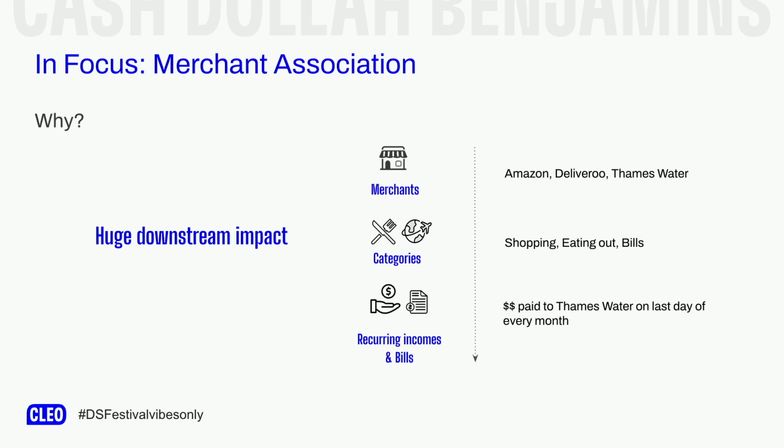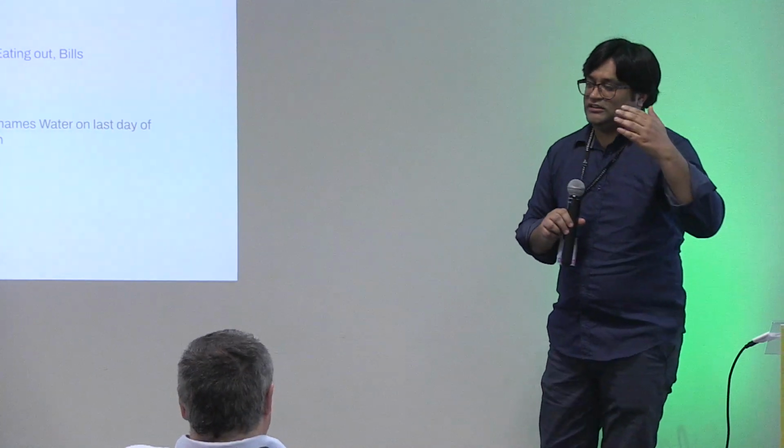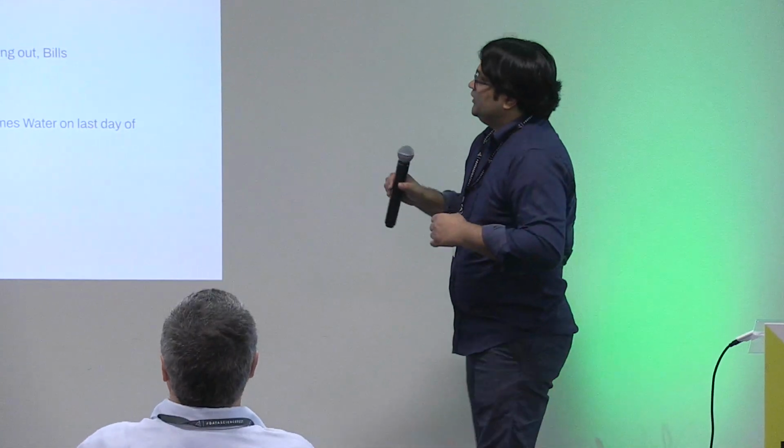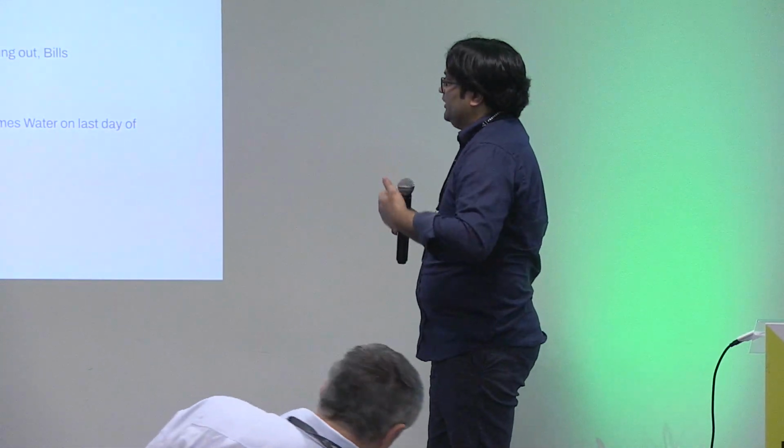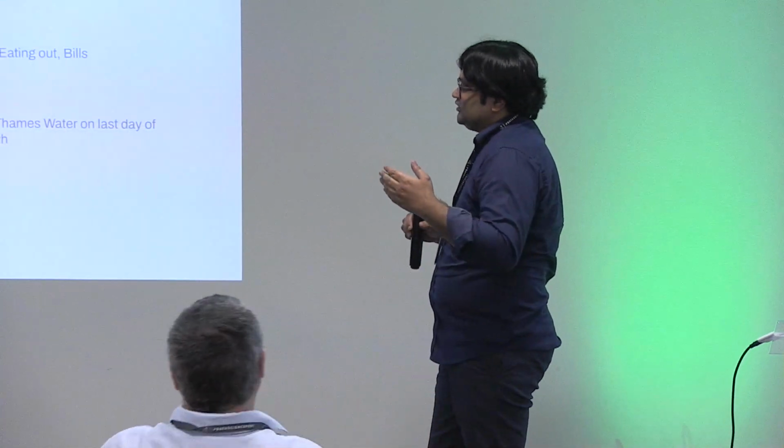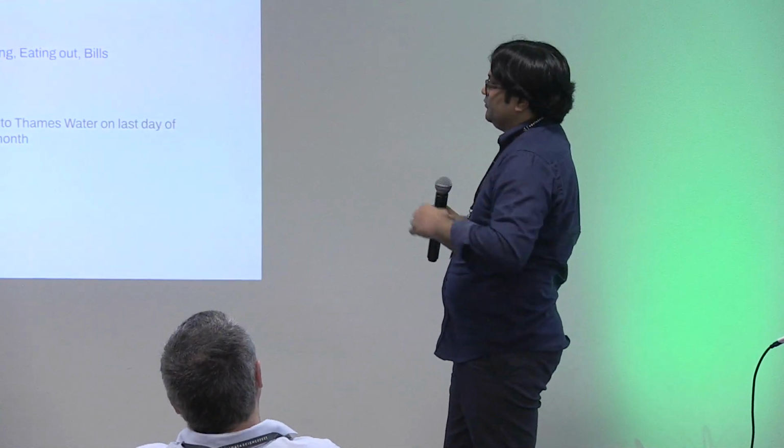Why we chose this topic is that it has a huge downstream impact, and it's the first thing in the pipeline of getting that data enriched. So we have merchants like Amazon, Deliveroo, Thames Water, but then there are categories, which can use the merchants data as well. For example, Amazon could be shopping, Deliveroo could be eating out. This could be customized to the user as well, but that's an example.